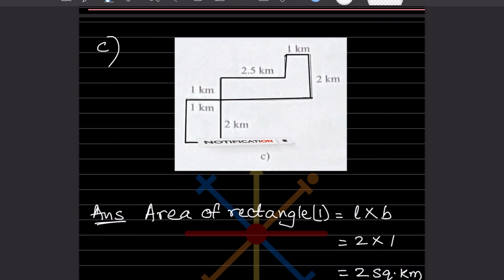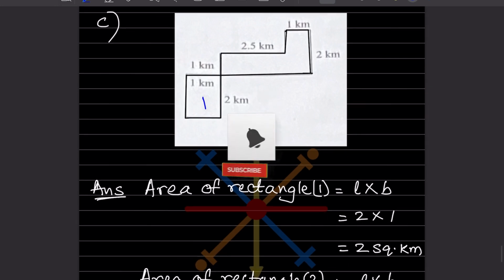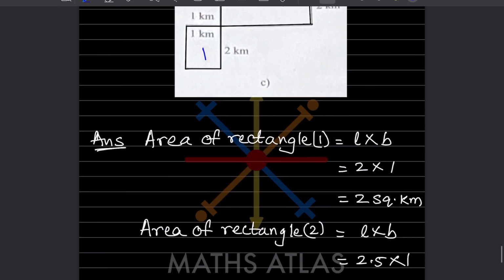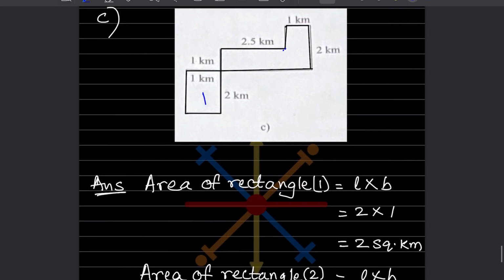this is 1. So here what we can do here, this will be 2 and this is going to be 3. So now what will we do here? Now look at here, this is a rectangle because this is 2 and this is 1. So we can write here area of rectangle 1 is length into breadth. So length is 2 and breadth is 1. So that will be 2 square because this is in kilometer.